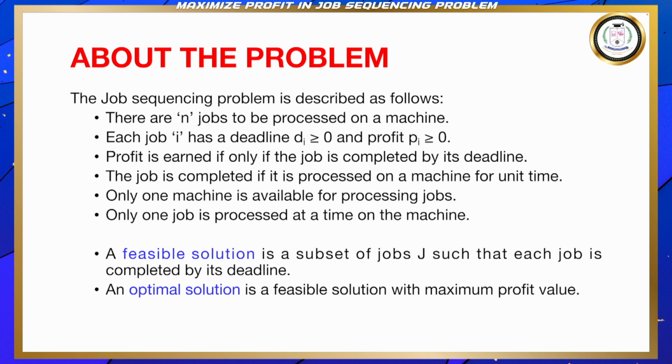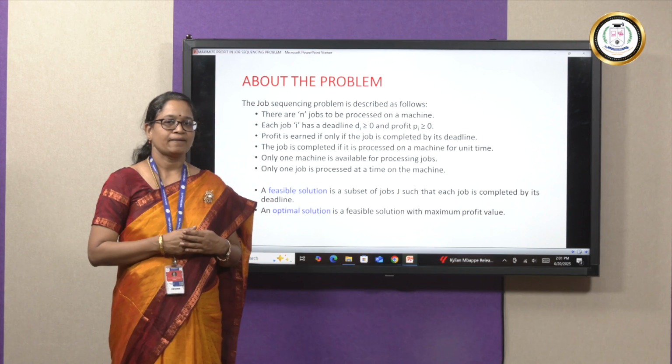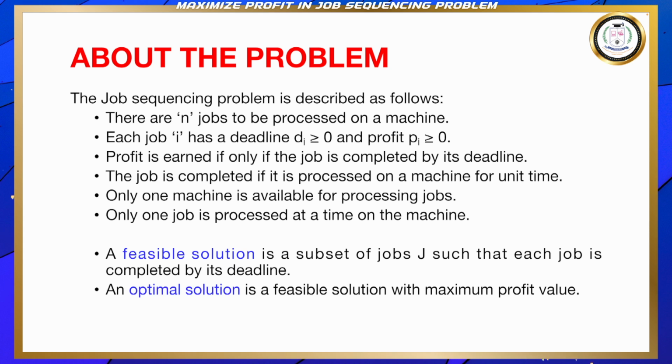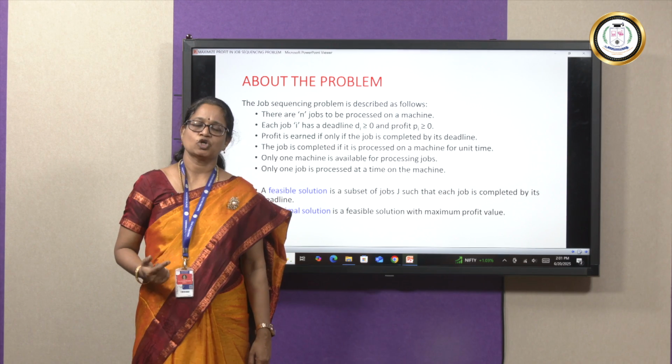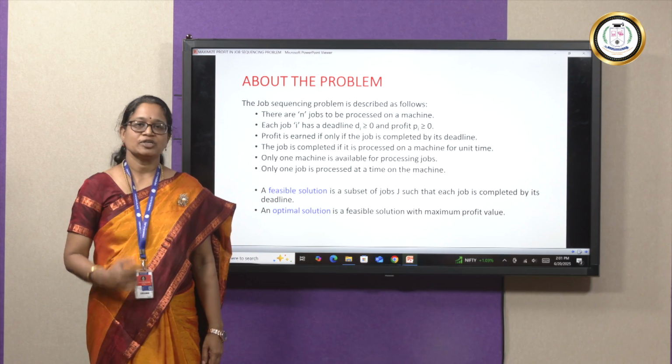The job sequencing problem is described as there are n jobs to be processed on a machine. Each job has a profit and a deadline. Profit is earned if and only if the job is completed by its deadline. The job is completed if it is processed on a machine for 1 unit time. So the constraint here is one machine is available for processing jobs and only one job can be processed at a time on a machine.